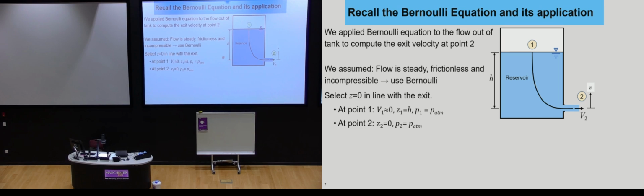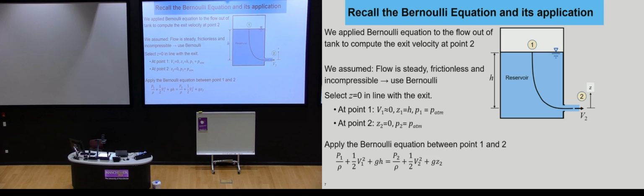So if we select z equal to 0 at point 2, our velocity at point 1 is approximately 0. Our height at point 1 is h. The pressure is atmospheric at point 2. Our z2 is equal to 0, and our pressure is atmospheric, but we don't know v2. So we apply the Bernoulli equation as we did two or three weeks ago. There's our Bernoulli equation.